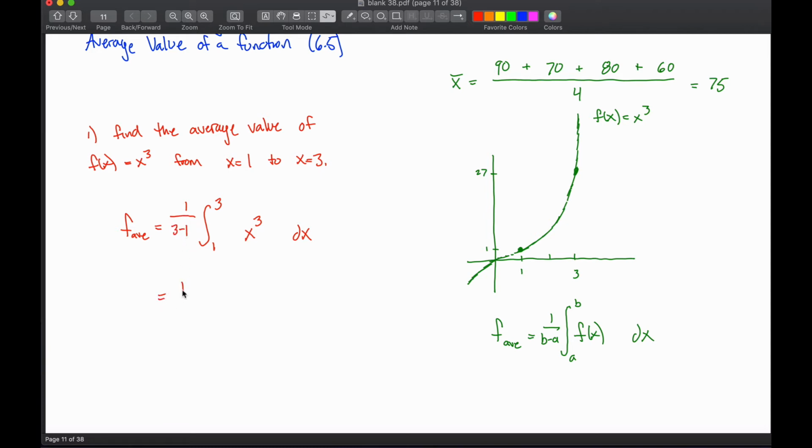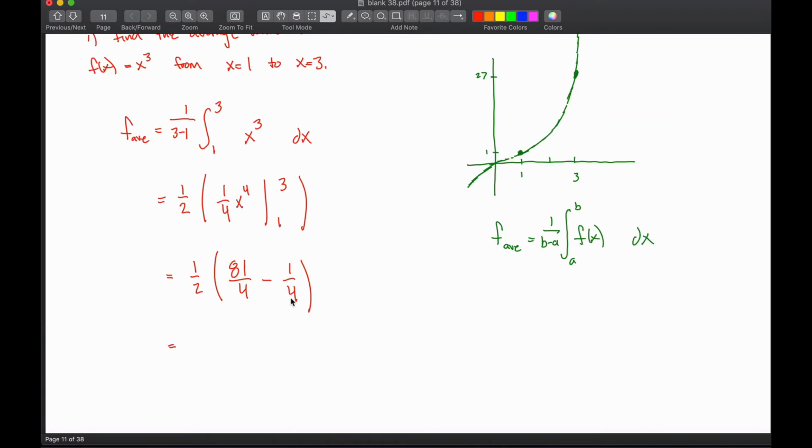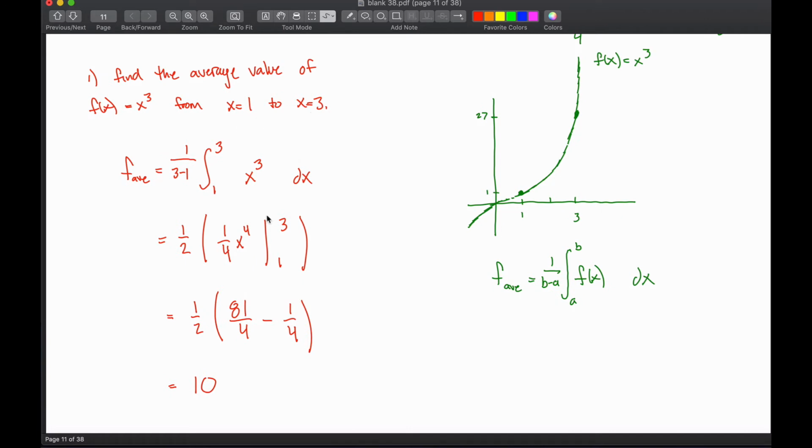If I simplify a little bit, that's a 1/2 out in front. The antiderivative of x cubed is 1/4 x to the 4th power, and 1/4 x to the 4th power is what I'd have to evaluate from 1 to 3. Now it's just a matter of plugging in some numbers. So I have this 1/2 times 3 to the 4th power. Well, 3 squared is 9, and 9 squared is 81. So 3 to the 4th must be 81. And 1 to the 4th is just 1. So 1 times 1/4 is just 1/4. I got 81 fourths minus 1/4. So I got 80 fourths, in other words, 20. And 20 times 1/2 gives me 10. The average value of this function from 1 to 3 is 10.